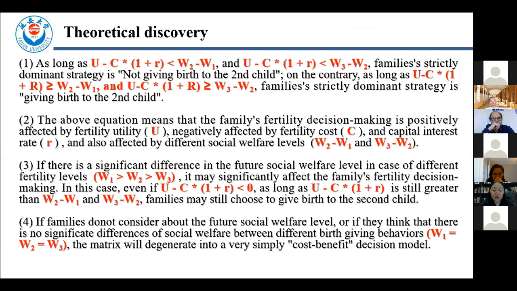The theoretical deduction discovered that families' fertility decision is related with fertility utility and cost and capital interest rate, and also different social welfare levels. If W1 is bigger than W2 and bigger than W3, even if U minus C is less than 0, as long as U minus C is still bigger than W2 minus W1 and W3 minus W2, the families may still choose to give birth to the second child.